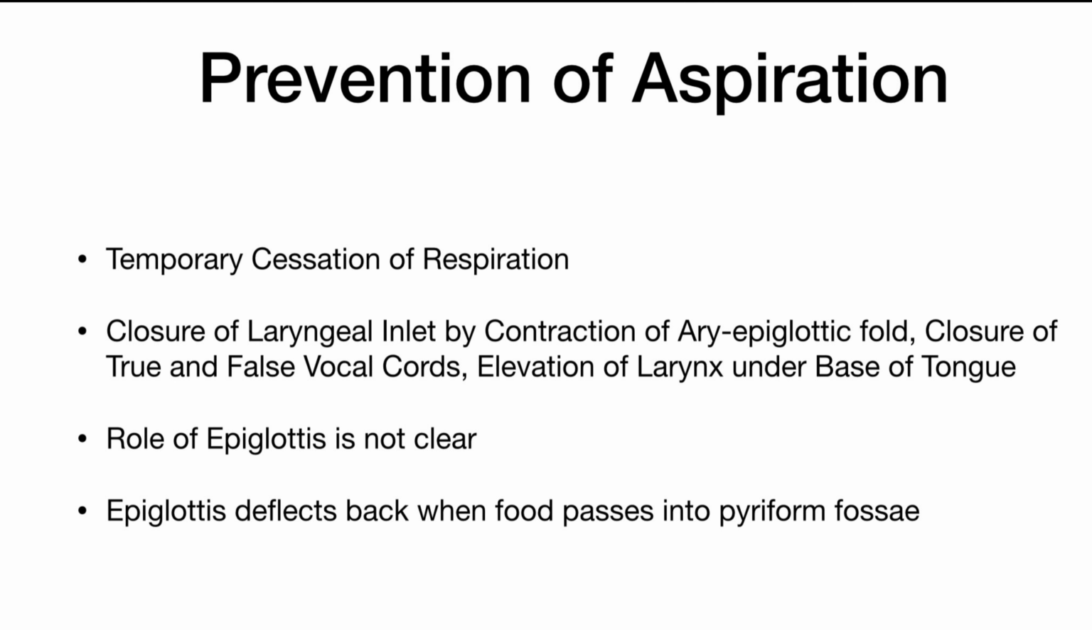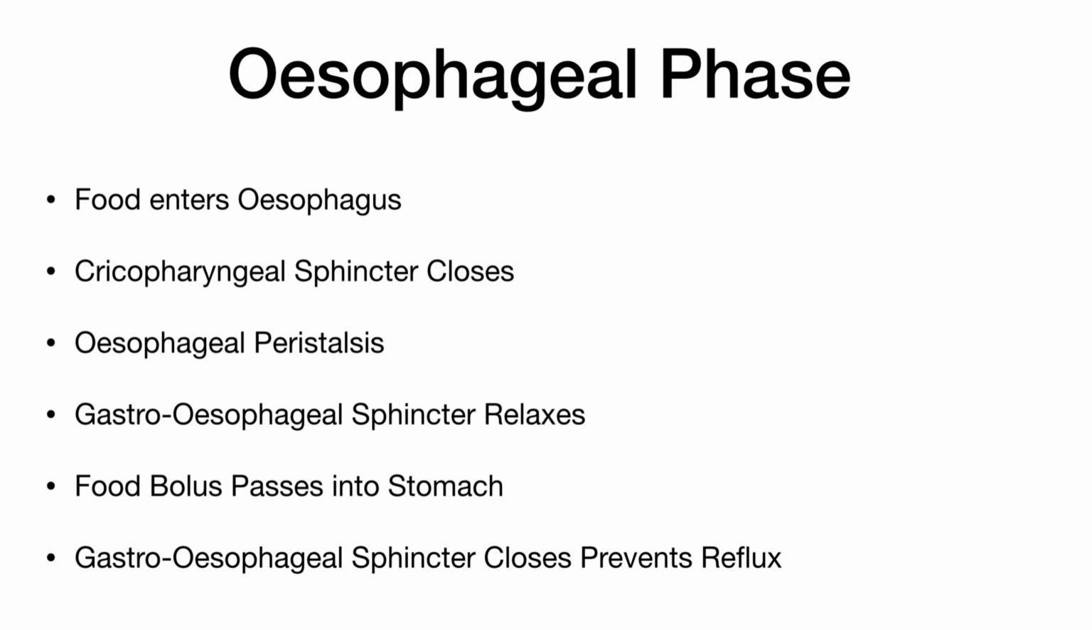Overhyped at best. Now we'll talk about the esophageal phase, which is also an involuntary phase. This starts when the food enters the esophagus. Surprise, surprise. Moment food enters the esophagus, the cricopharyngeal sphincter closes. That is the upper esophageal sphincter. Esophageal peristalsis starts and the gastroesophageal sphincter relaxes.